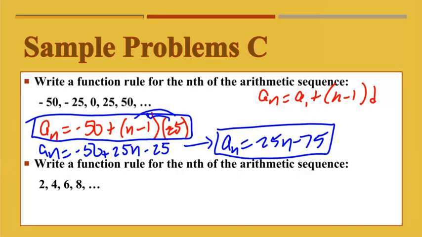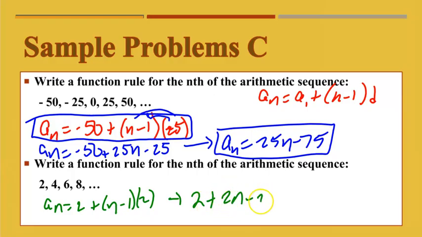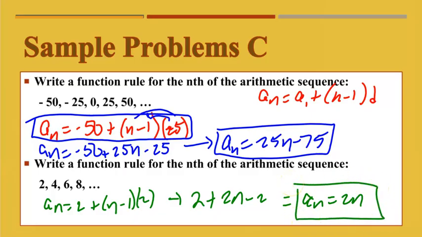Next, write the function rule for the nth term of this arithmetic sequence. Here we can see we're adding 2 each time, so the common difference is 2. So I would have a subscript n equaling 2 plus n minus 1 times 2. If I were to distribute, this would be 2 plus 2n minus 2, which makes a subscript n equaling 2n plus 0, which I wouldn't need to write. So just 2n.